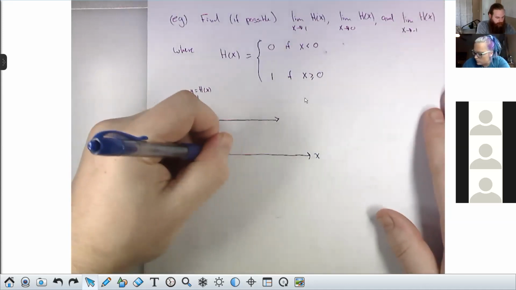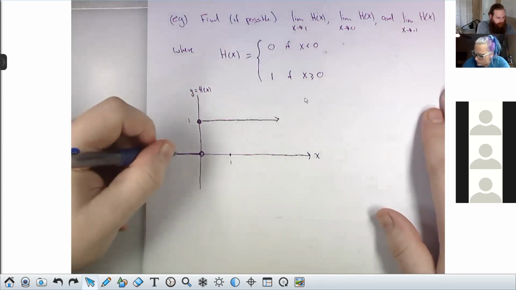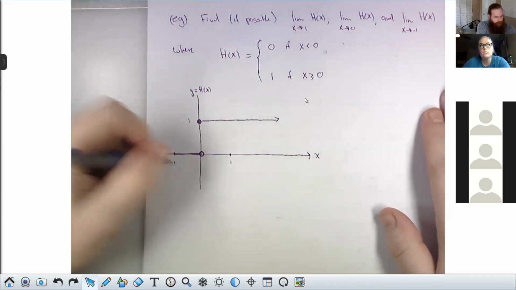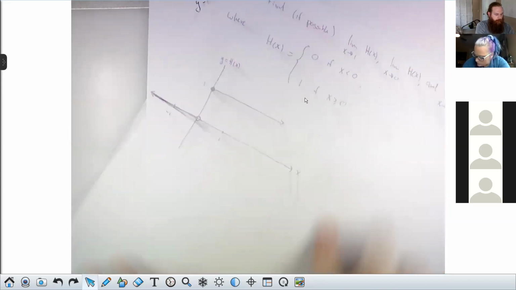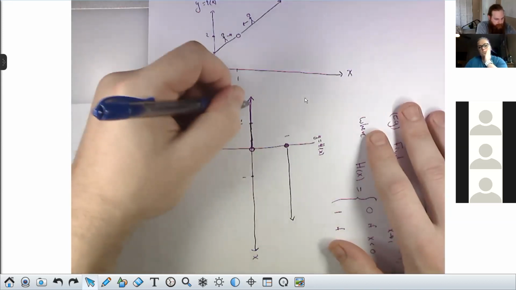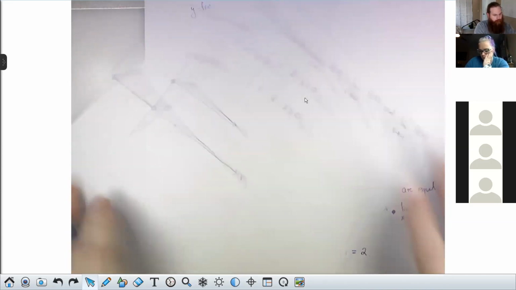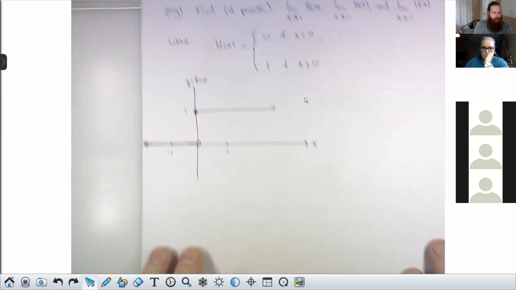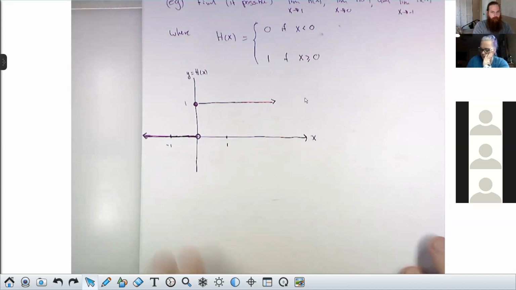So the x value 1, I'll put right here. The x value -1, I'll put right here. And I know it's a little bit hard to see, but the graph is sitting on the x-axis over on this side. So hopefully everybody can recognize that graph. Okay.